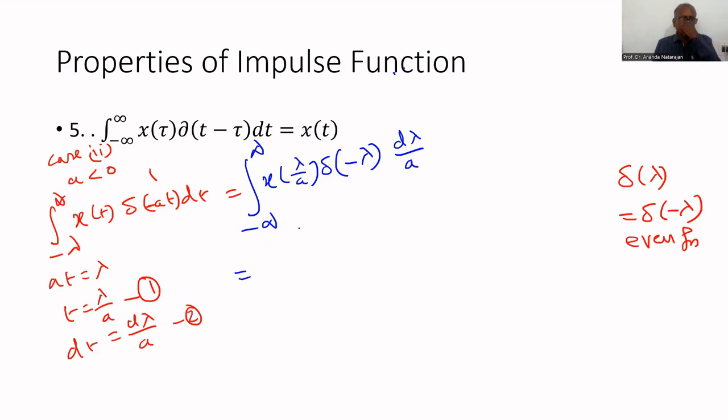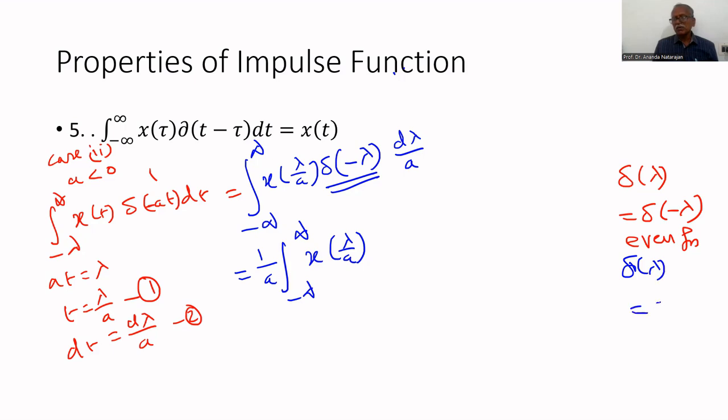If you take that 1 by a outside, what you will get is the integral from minus infinity to plus infinity of x(lambda by a), and this will exist only when lambda equals 0. Therefore, there is no meaning of that minus sign. This will exist only when lambda equals 0. That's why it is an even function. Therefore, δ(lambda) equals δ(minus lambda), it is an even function.